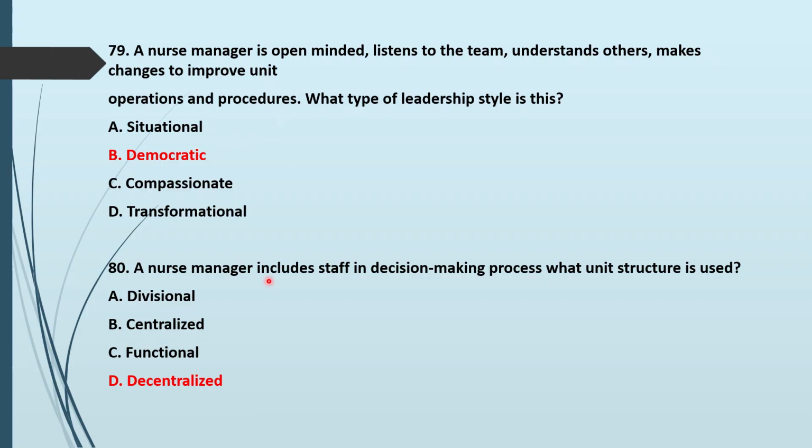A nurse manager includes staff in the decision-making process. What unit structure is used? So the nurse manager includes the staff in the decision-making. What type of unit structure? That is decentralized. If the nurse manager is the only one who makes the decision, then that is a centralized decision structure. If she is the only one who makes the decision, that is called centralized. But here she includes staff in decision making. That is called decentralized structure.